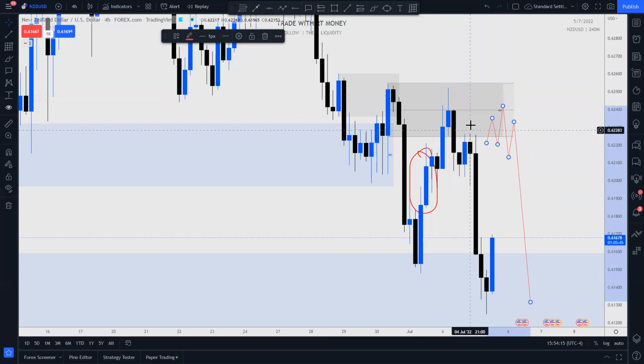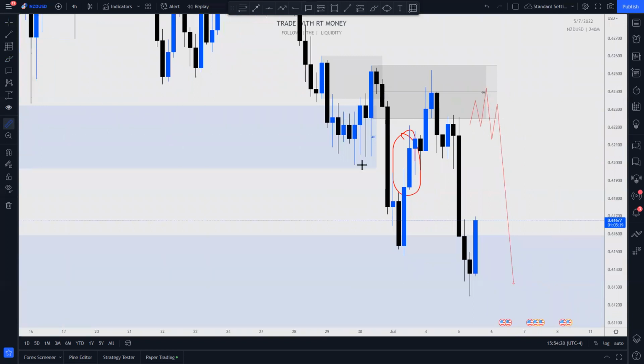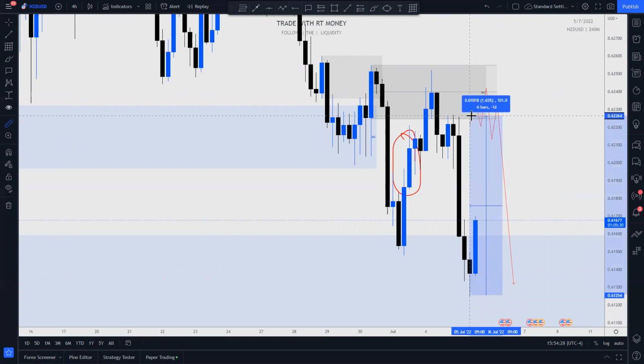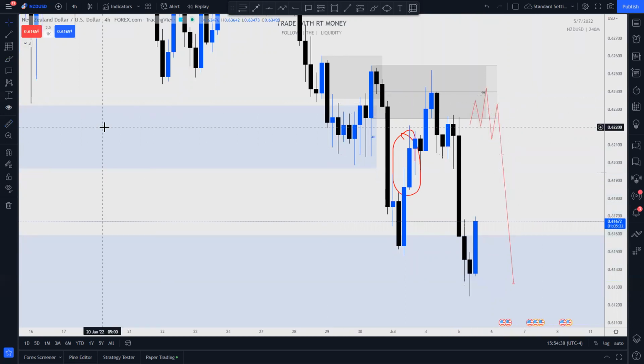Boom, boom, boom, boom, boom, bam. This was your optimal entry, and it fell pretty doggone good. Pretty doggone good, I must say so for myself. And that's from the POI. That's almost 100 pips, not quite 100, but pretty close to 100 pips. So I'm more than happy with that.